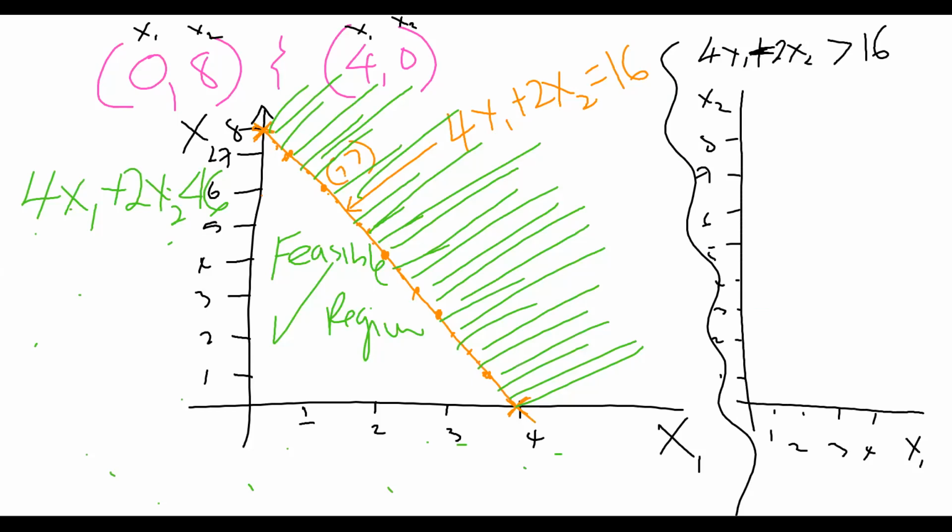You draw your line. I'm going to use a blue line. Same 0, 8 and 0, 4, right? The axis. It's supposed to be a nice straight line, right? So the line would be 4x1 plus 2x2 equals 16. But the instruction says show me where it is greater than 16.